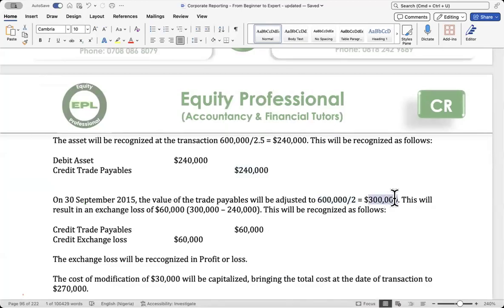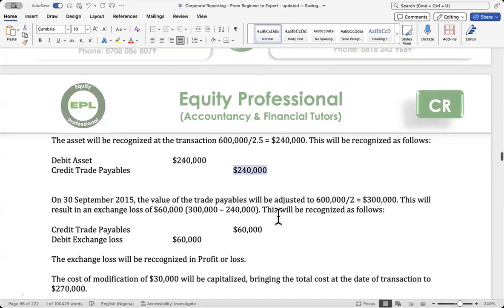So our trade payables becomes 300, which is not good for us. That means we have to pay more in dollar terms, so we are making a loss of 60,000. That loss, we're going to debit the exchange loss in P&L by 60, and we're going to credit trade payables by 60. That will bring up the trade payables from 240 to 300. So we're making a loss.